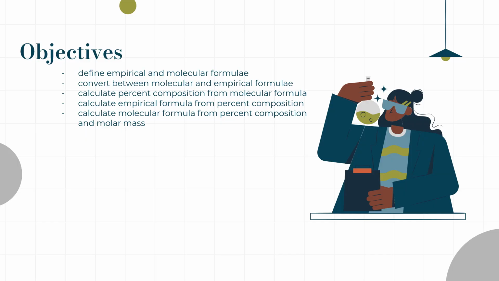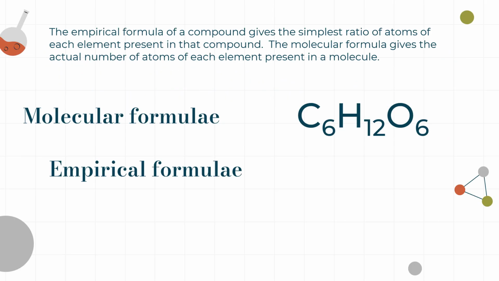Our objectives: we are going to define what an empirical and a molecular formula are. We're going to convert between molecular and empirical formulae. We're going to calculate percent composition using molecular formulae. We're going to calculate empirical formulae using percent composition. And then we're going to wrap up by mashing it all together: we're going to figure out the molecular formula of a compound using its percent composition and molar mass.